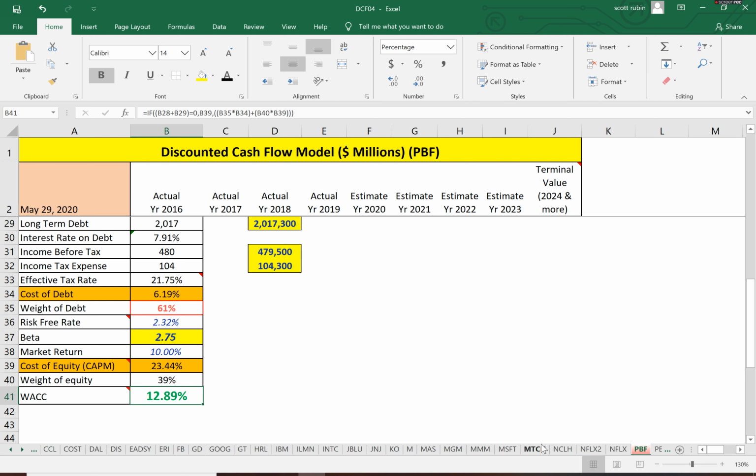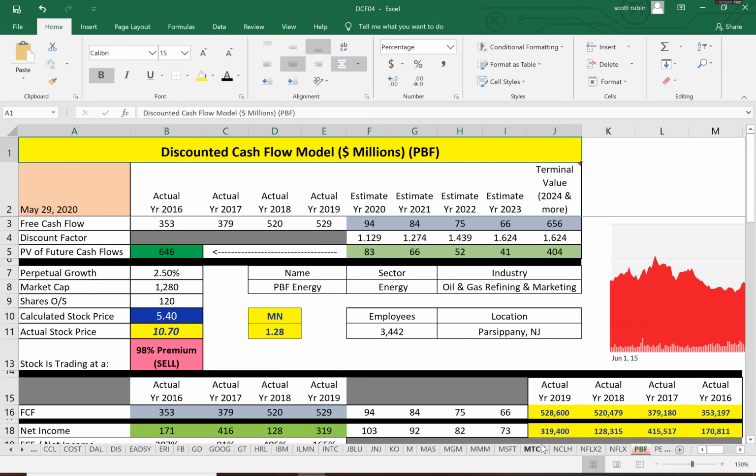So that's a big hurdle, 12.89%. And if it isn't able to do that year after year, it will eventually go bankrupt. So it's something to think about. But this is what we have to discount the cash flows by, the WACC. So let's go see what the results are.